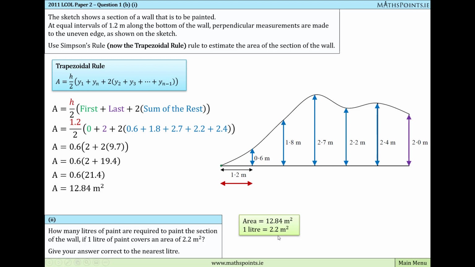So if I divide 12.84 meters squared, the area of the wall, by 2.2 meters squared, the area that 1 litre of paint will cover, I get 5.84 litres. And if I give my answer to the nearest litre, that's 6 litres of paint.